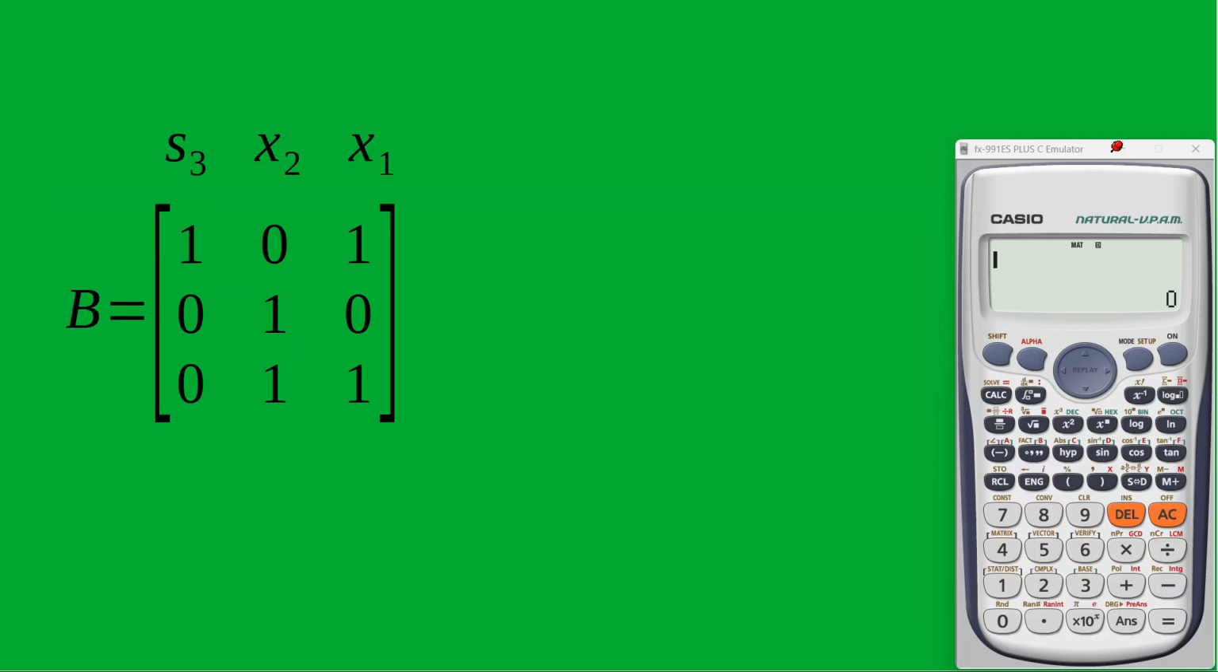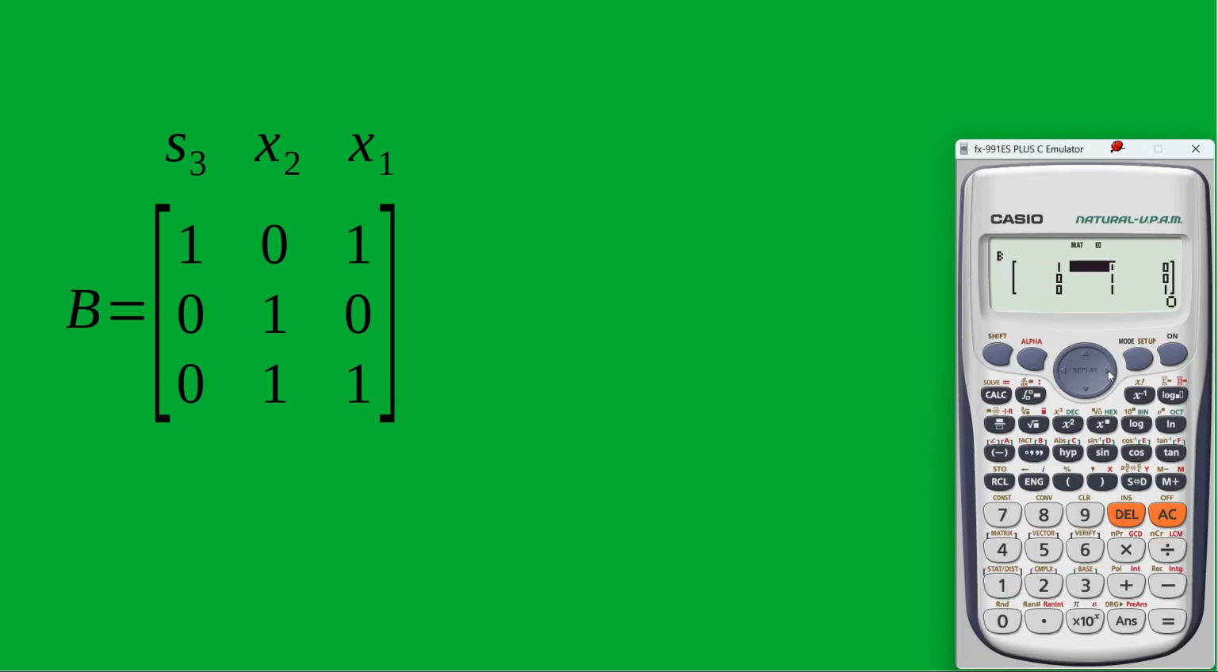So now we have the updated B. So now the B is going to be the columns under S3, X2, and S1. Now all we have to do is just update B to do this calculation. So for updating, what we do is we go to mode, we go to 6, and we go to 2, and we go to 1.